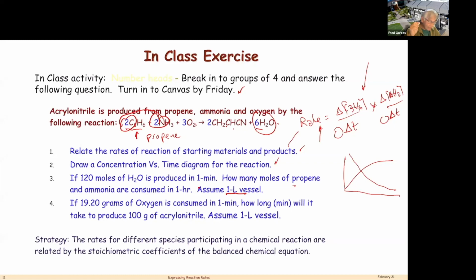And then finally, the last question here is, if you've got 19.20 grams of oxygen, so you can convert grams to moles, and it's consumed in 1 minute, how long will it take to produce 100 grams of acrylonitrile? So that's the problem I want you guys to solve. It's got parts, but it is very related to what we've talked about. The strategy here, like I said, is the rates for different species participating in the chemical reaction are related by the stoichiometry coefficient of the balanced equation. And you've seen that in the previous. So we're going to break up into groups.